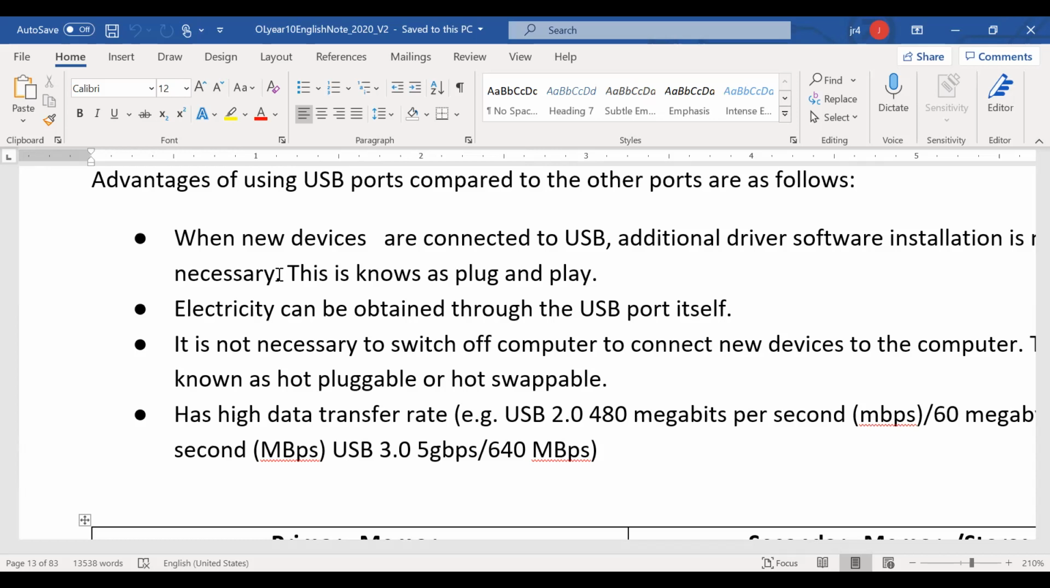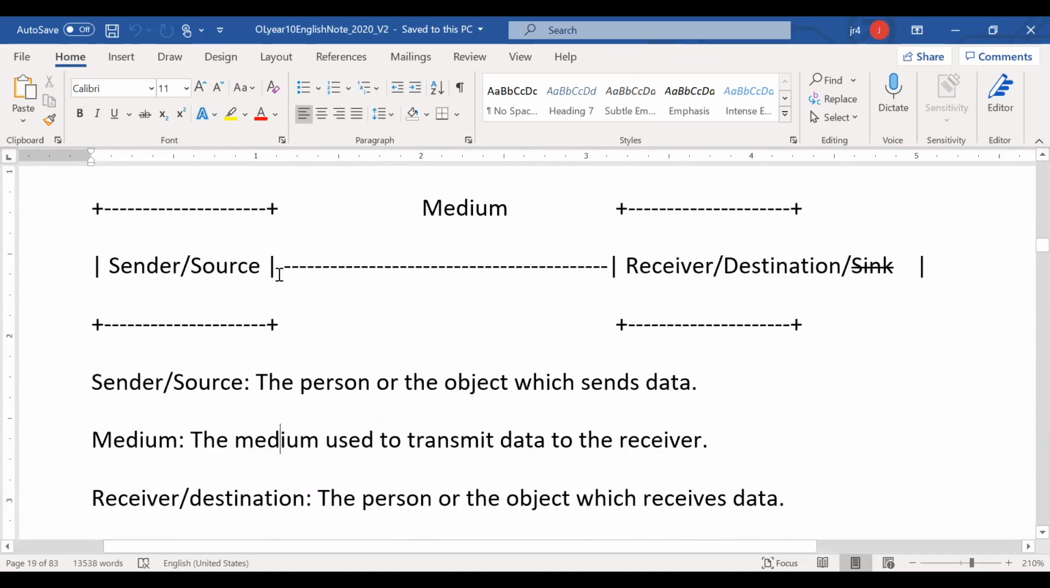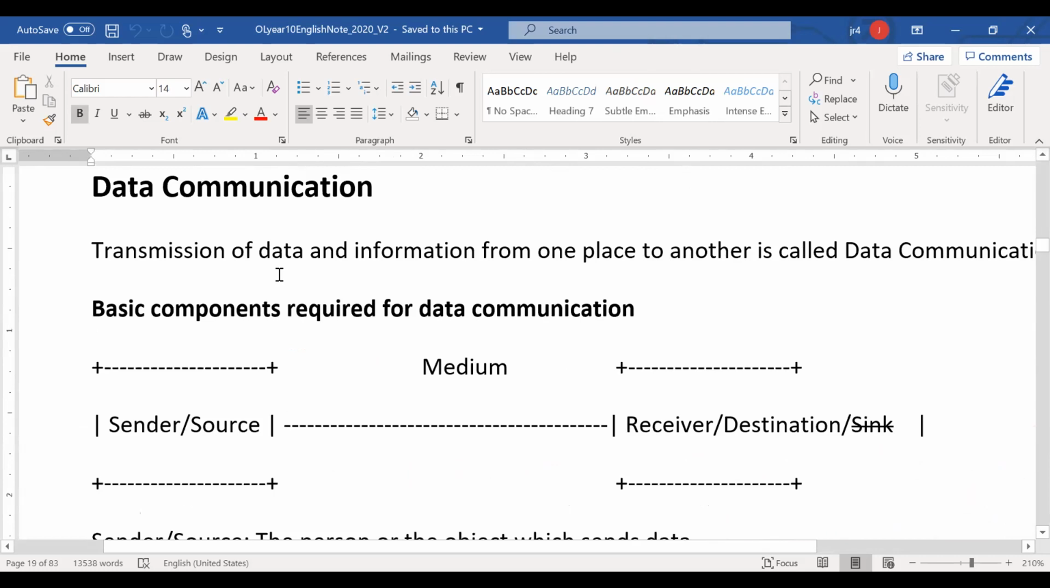And then in some machines, the electricity is taken by the USB port, right? And then it also has a high data transfer rate. Right? So these are the advantages of USB ports. Right. Okay.